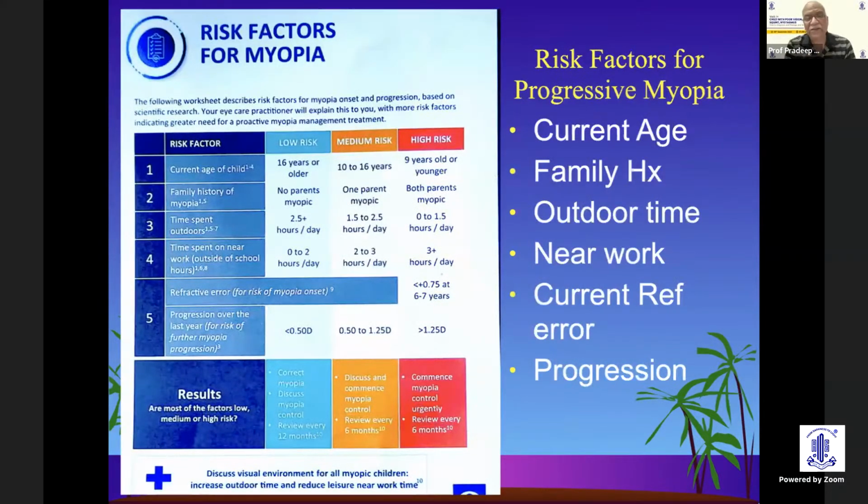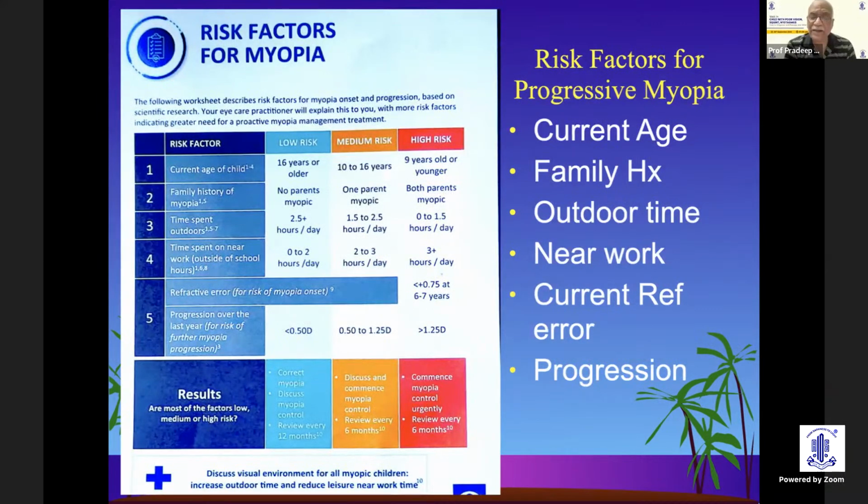What are the risk factors? We usually use this sheet for explaining to the parents. First of all, we need to understand the current age. If the child is of younger age, the risk is higher, as we talked about earlier. If both parents are myopic, again, the risk is higher. If the time spent outdoors is less than 1.5 hours, the risk is more. If the near work time is more than 3 hours, again, the risk is more.